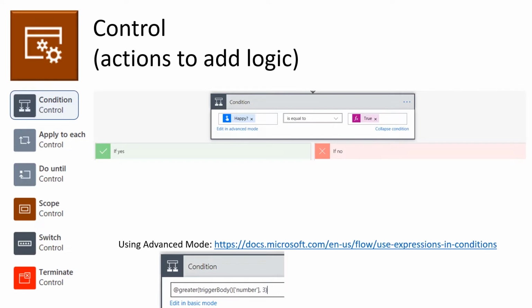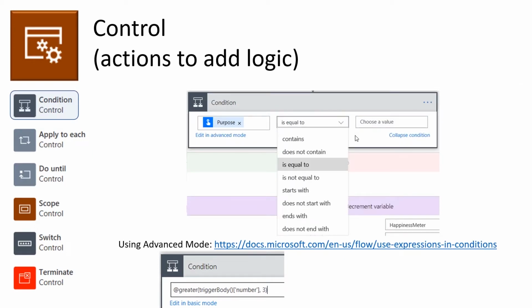The next type are control actions. These are actions that add logic. This is a fairly recent addition where the Flow team has put things like conditions and looping under one umbrella called control actions. So the first one we'll look at briefly is the condition control. And you'll find that when you go to add an action in Flow, this is at the top of the list of sort of popular actions so that it's still easy to get to. You don't have to go to control and then condition.